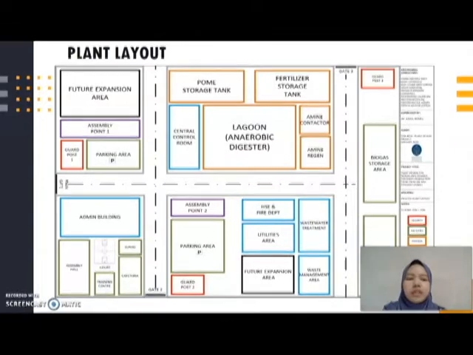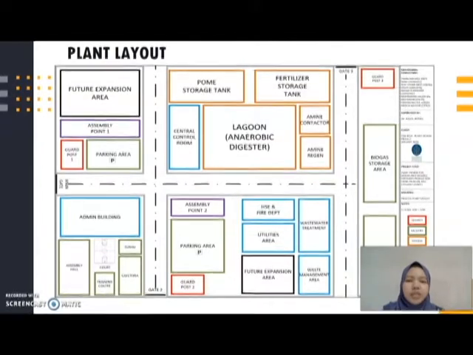And for all this part, the storage area was basically stated at the back of the plant, and the production area we have considered it's near to our storage tank and also our fertilizer tank.